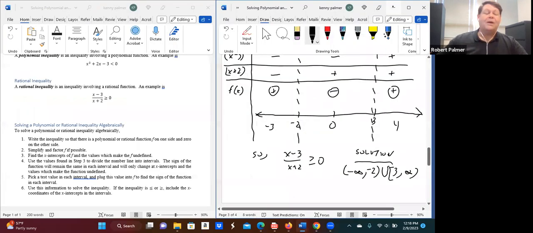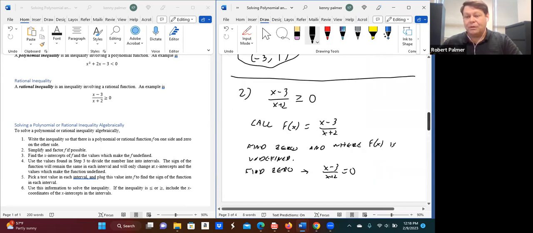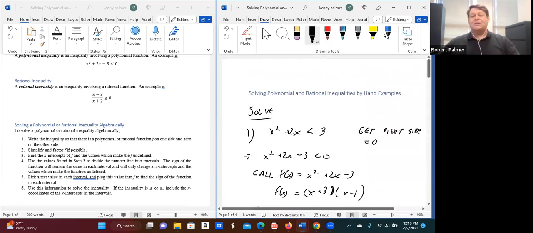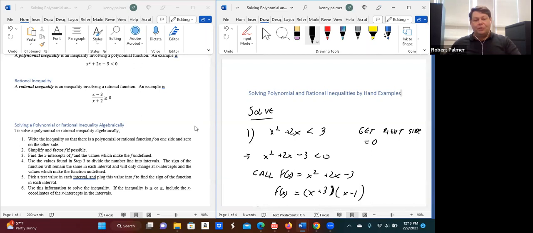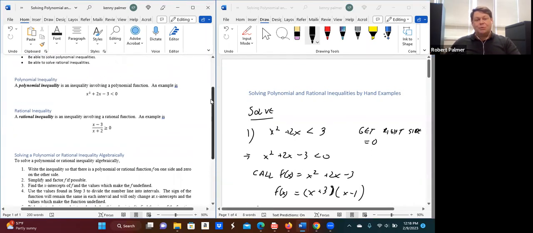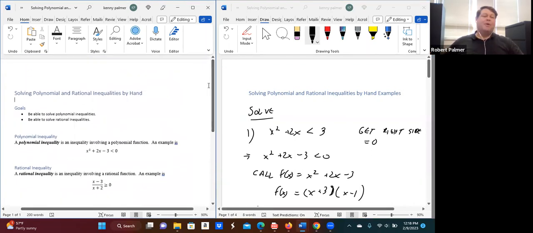So you get that either graphically or algebraically by hand. It's useful to see both approaches. Either one will work legitimately, and in many cases, if you have something that you can't actually factor, a lot of times it may be better to do it graphically. So what we learned then is the algebraic method of solving polynomial and rational inequalities by hand.